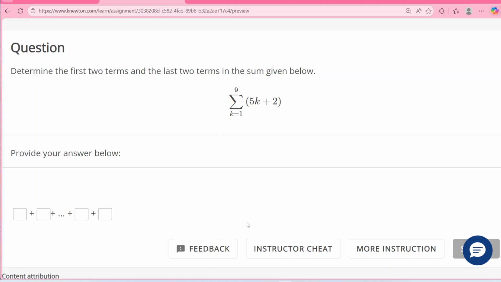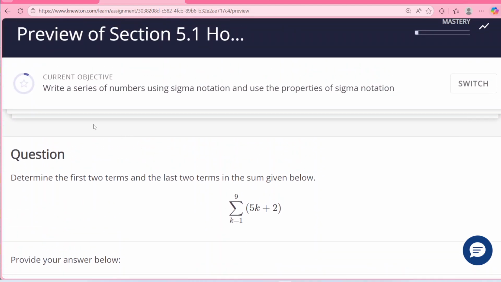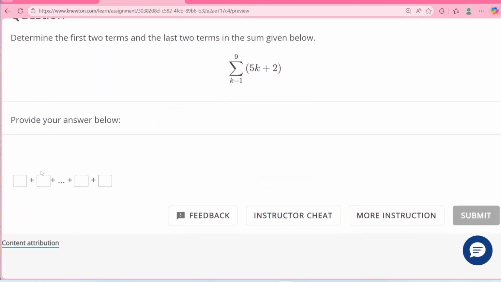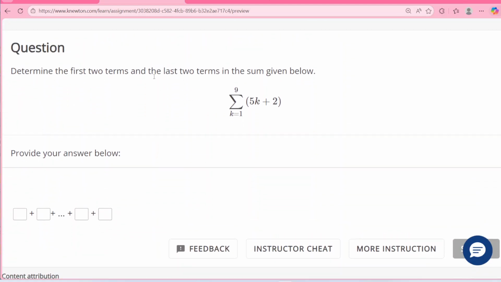So I'm not even going to write that out, just fill in. It says determine the first 2 terms and the last 2 terms in the sum given below. So I have the sum from k equals 1 to 9 of 5k plus 2.